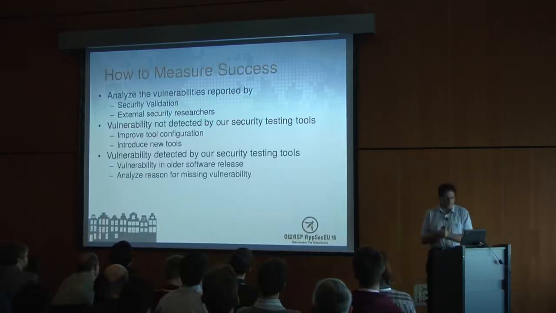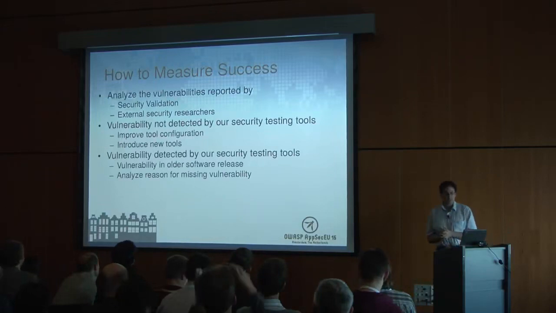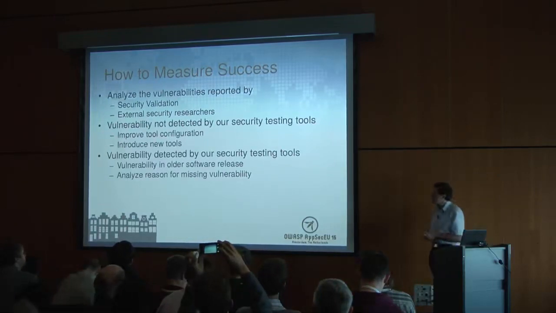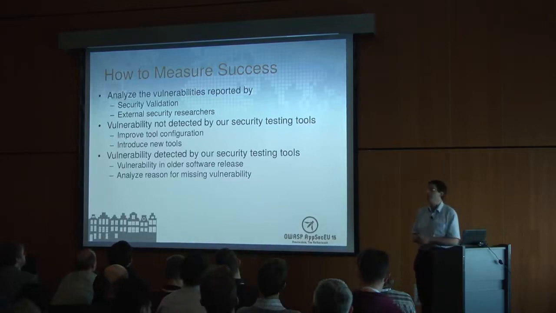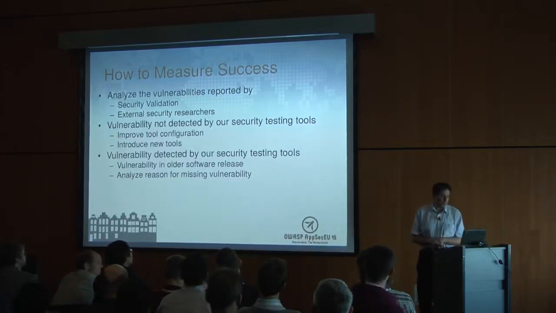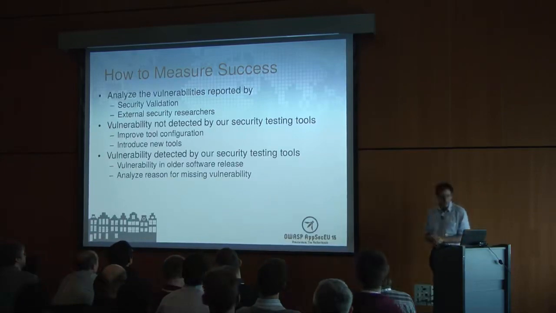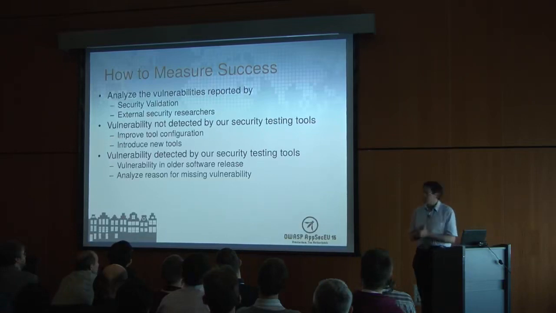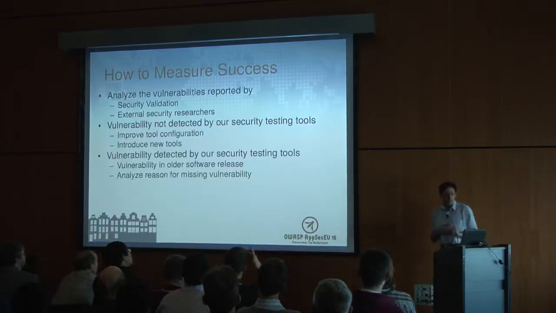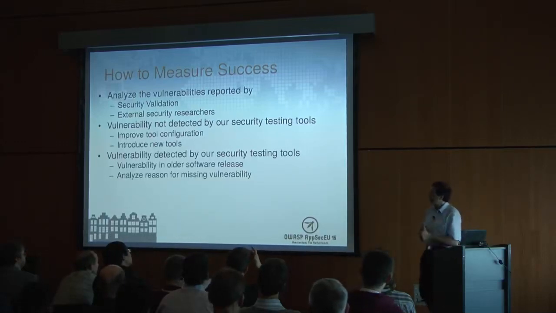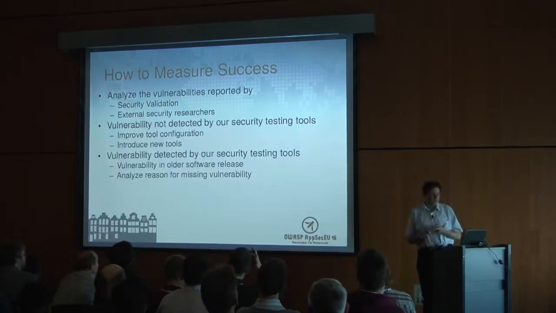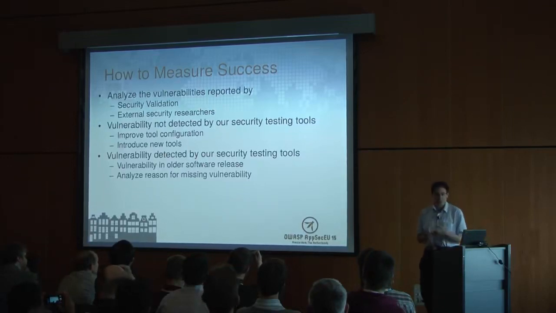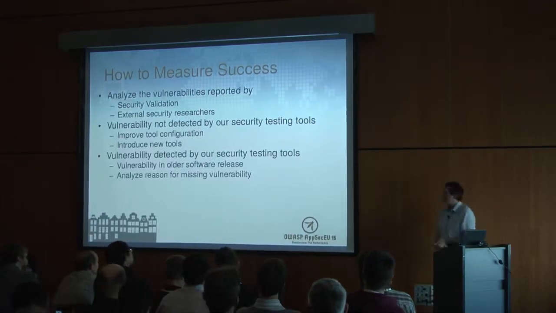So we are doing a lot of activity, and of course one of the questions is, how do we measure success? Measuring success for security activities in software development is always a difficult question. And in particular for security testing and development, we came up with the following considerations. We analyze regularly, actually on a monthly basis, because we have a monthly security patch day, the vulnerabilities reported by security validation, as well as the vulnerabilities reported by external security researchers or customers. So what is actually found when our software is used in the field?